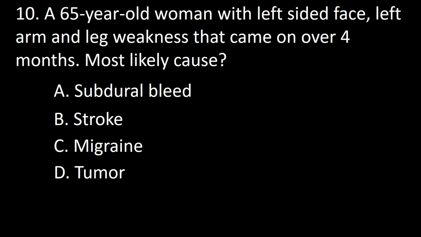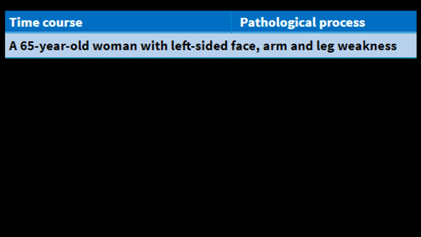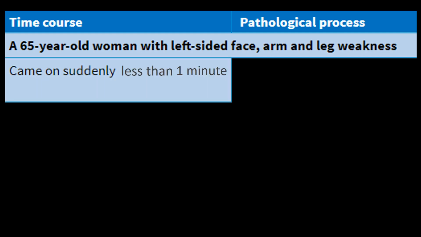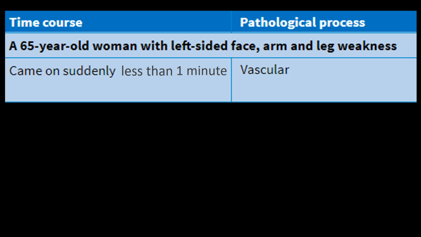Next question. A 65-year-old woman with left-sided face, arm, and leg weakness that came on over 4 months, most likely cause: A. Subdural bleed, B. Stroke, C. Migraine, D. Tumor. A 65-year-old woman with left-sided face, arm, and leg weakness that came on suddenly in less than 1 minute, the odds are we are dealing with a vascular event.